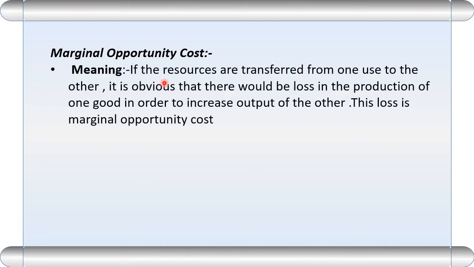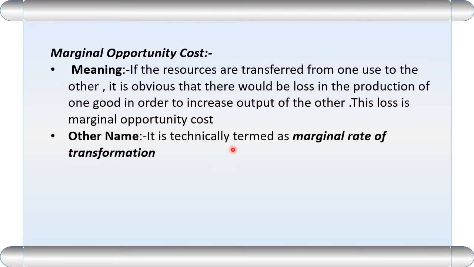Listen, if the resources are transferred from one use to the other, it is obvious that there would be a loss in the production of one good in order to increase the production of the other. This loss is called marginal opportunity cost. If we want to increase the production of X commodity, we have to decrease the production of Y commodity. Why? Because we have limited resources, and this loss is called marginal opportunity cost.